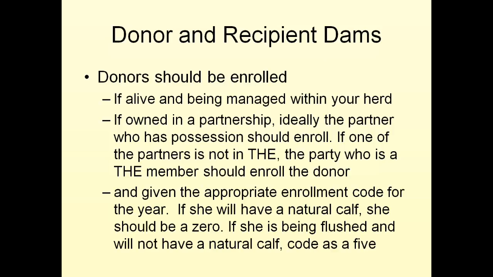A donor should also be enrolled and given the appropriate enrollment code for the year. We have 6 different active enrollment codes, and if you code a donor dam with a code 0, that indicates to me that she's going to have a natural calf in that next calving season. If you code her as a code 5, that tells me that you're currently flushing her and she's not bred back with a natural calf, so she's not going to be physically herself giving birth to a calf during that calving season.